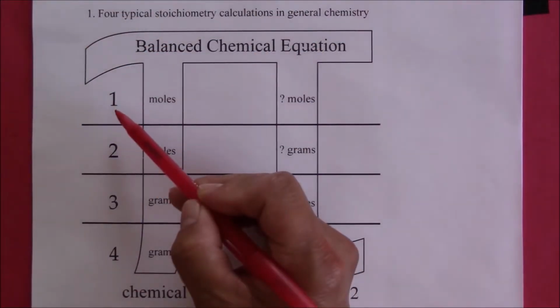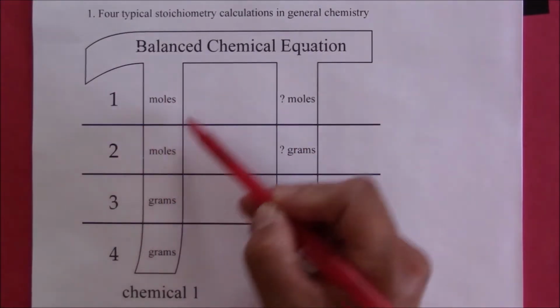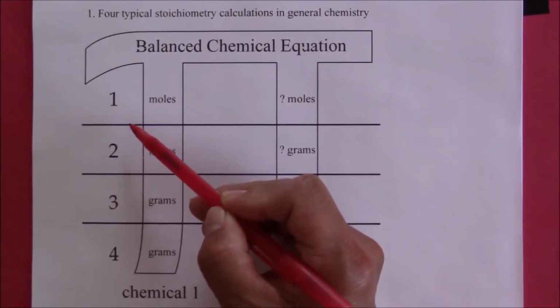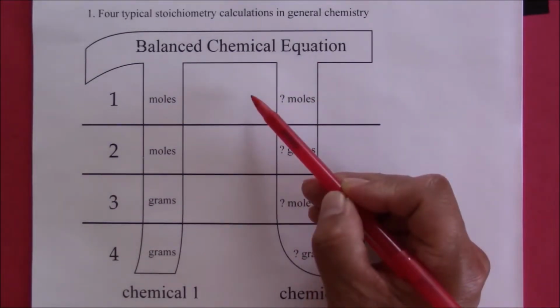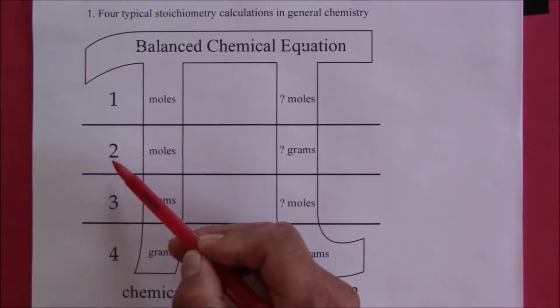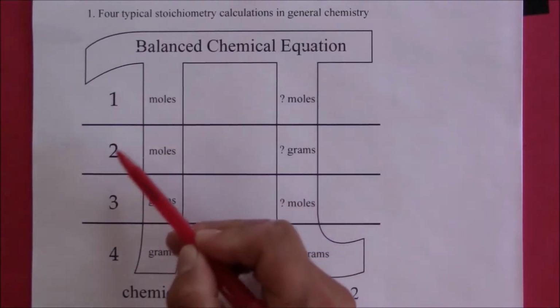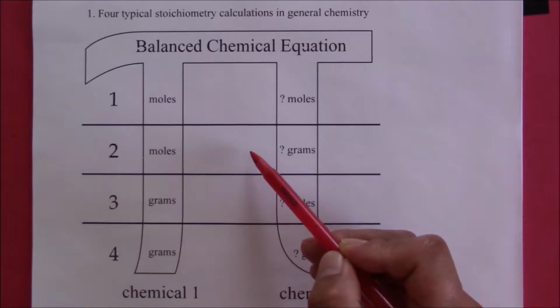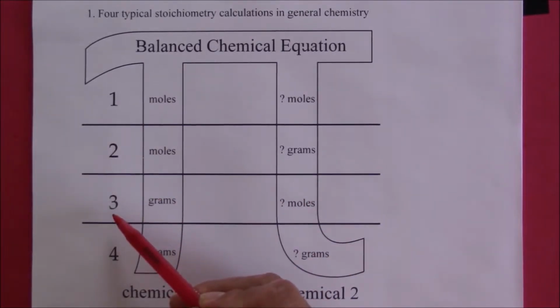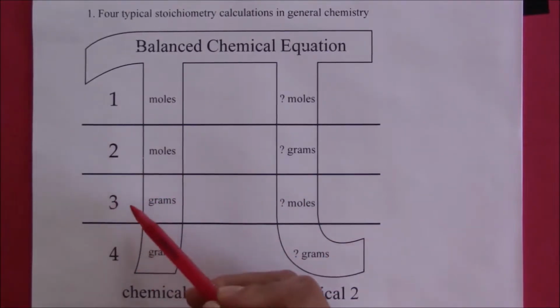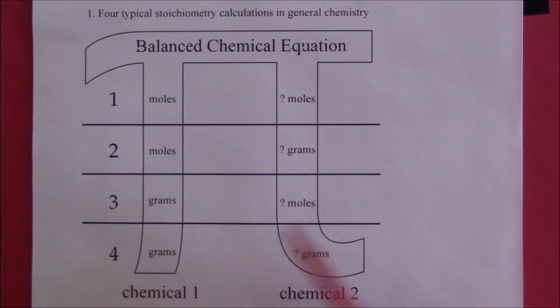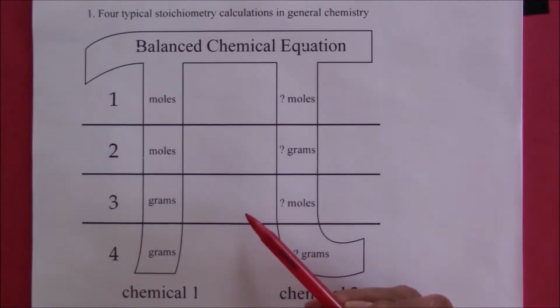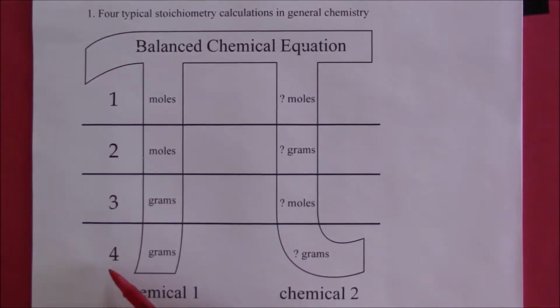The first kind is we are given the moles of one chemical. We are calculating the moles of another chemical. The second kind of calculation is we are given the moles of one chemical. We are calculating the grams of another chemical. The third kind of calculation is we are given the grams of one chemical. We are calculating the moles of another chemical. The last kind is we are given the grams of one chemical. We are calculating the grams of another chemical.